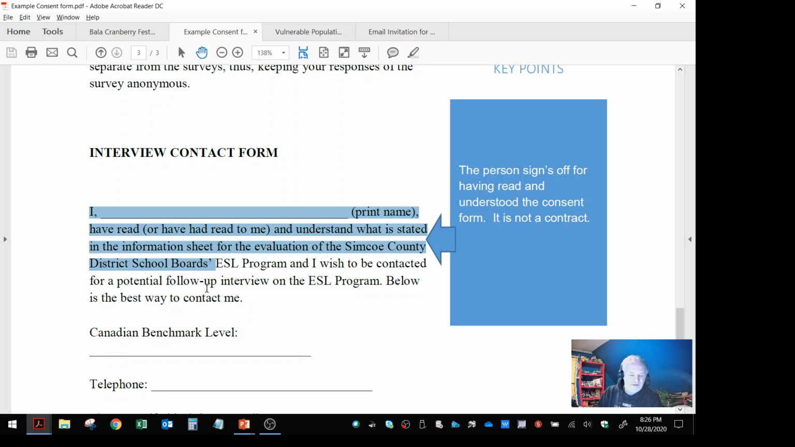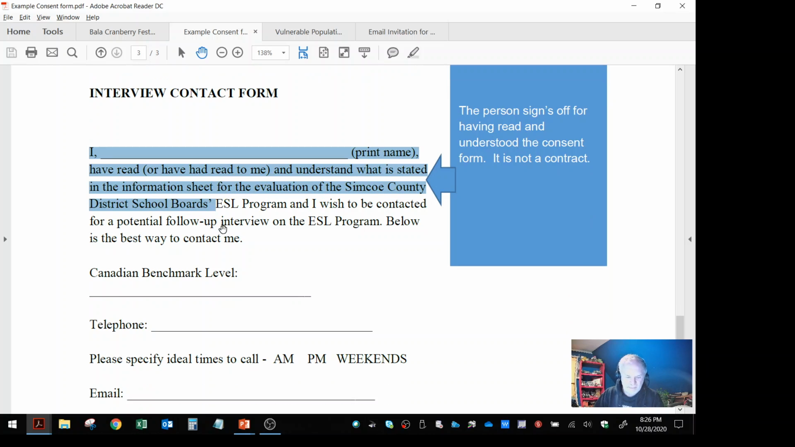So it's your verification that they've read it and they've understood it. You're not asking them to say, yes, I have agreed to participate in the study, and by signing this document, that is my consenting to be a participant. No. They're only signing off that they've read it and understand it. It's a subtle point, but it's a critically important point.